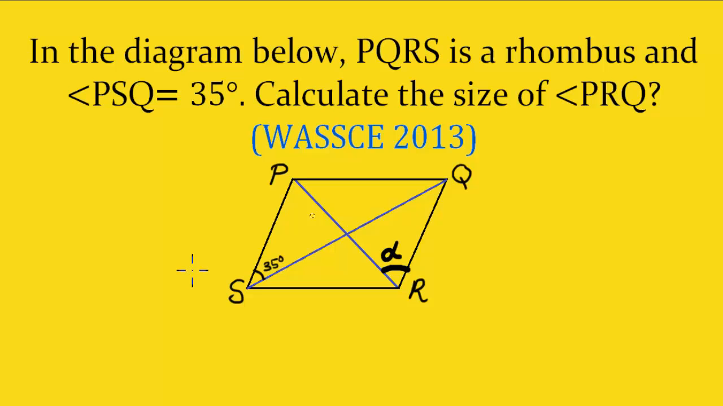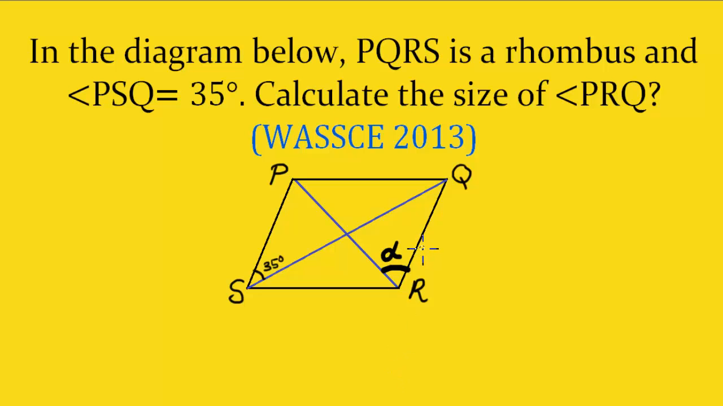In this one, I'm going to be tackling question 21 of the 2013 math exam. And the question says, in the diagram below, PQRS is a rhombus and angle PSQ is 35 degrees. Calculate the size of angle PRQ. So you're told that this angle here, PSQ, is 35 degrees, and you're asked to find angle PRQ, given the fact that you've been told the shape is a rhombus.